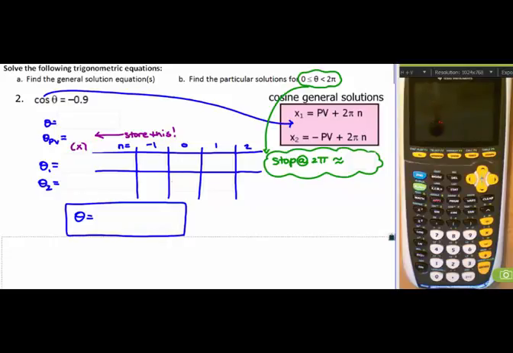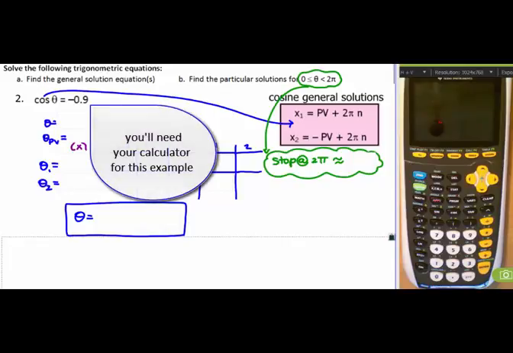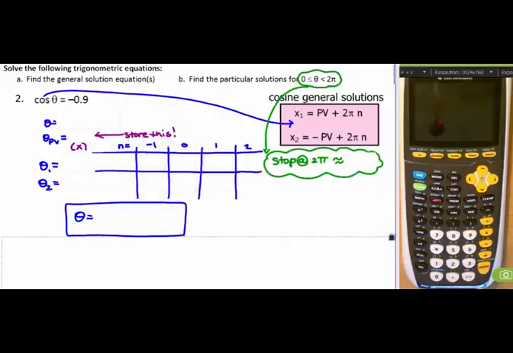So for our next example, you're going to need your calculator. You can pause the video if you need to get that out. And so on this problem, we're solving our trig equation. We've already got our trig function isolated. So cosine theta is negative 0.9. That's not on our unit circle, which is why we need our calculator.